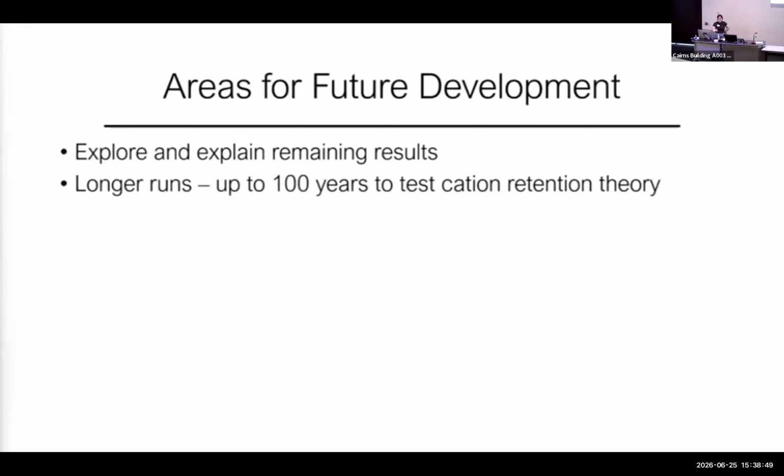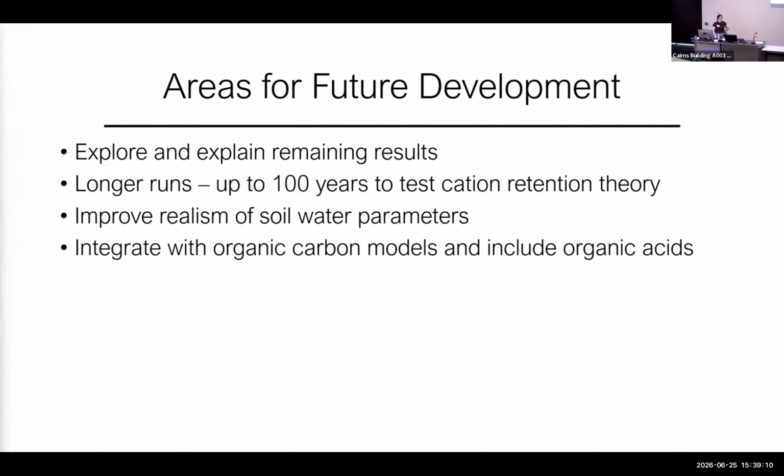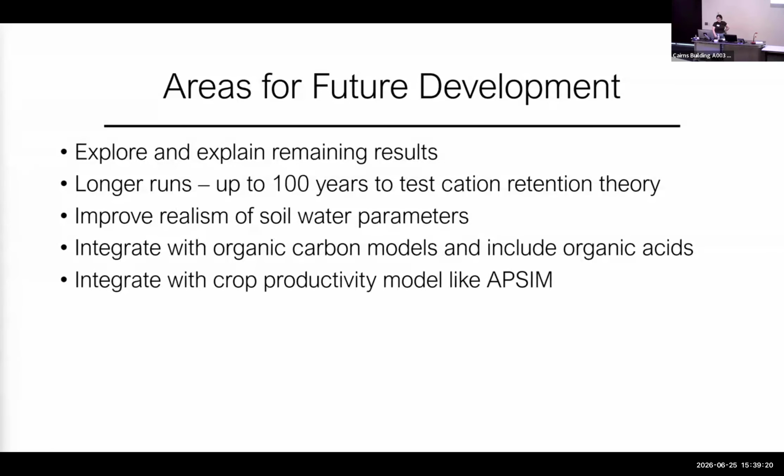We also want to run some longer model runs up to 100 years to test the idea that cations held on the soil will eventually result in CDR down the track, even if not now. And then some ideas that I would like to do in the future would be to improve the realism of the soil water parameters, integrate our geochemical model with organic carbon models, and integrate our model with a crop productivity model like APSIM.